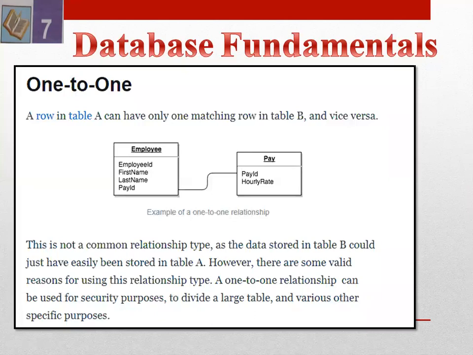This is not a common relationship type, as the data stored in table B could just as easily have been stored in table A. However, there are some valid reasons for using this relationship type. A one-to-one relationship can be used for security purposes, to divide a large table, and for various other specific purposes.